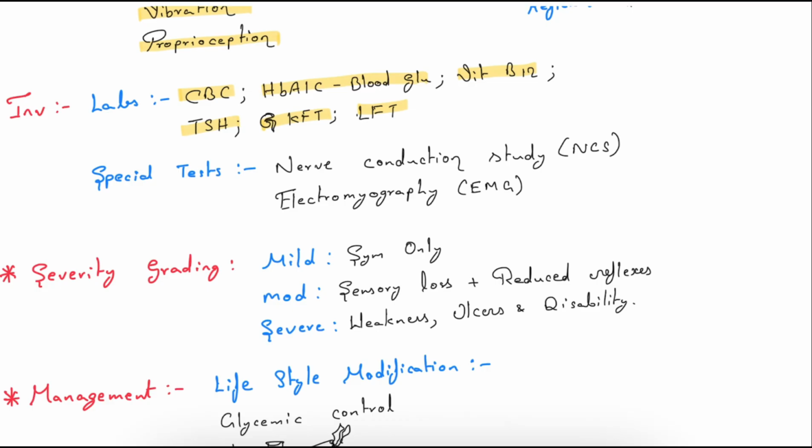Next we can see some special tests that we have to do. First one, NCS, the nerve conduction study. In this nerve conduction study, it shows reduced conduction velocity. Whenever reduced conduction velocity is there, we have to suspect demyelination. Next we can see reduced amplitude. Whenever the amplitude is reduced, we have to suspect that the patient has axonal damage.